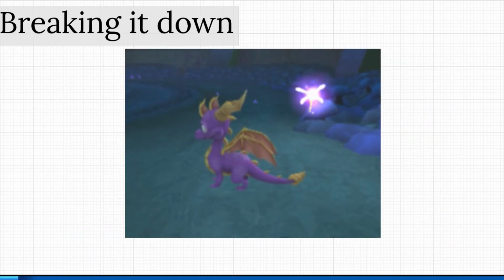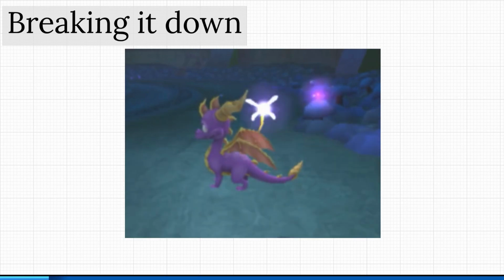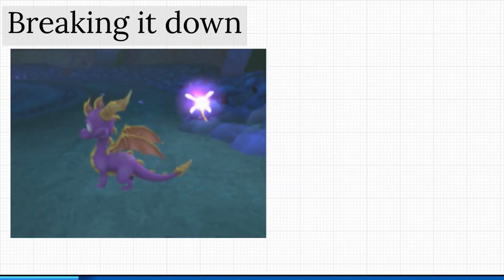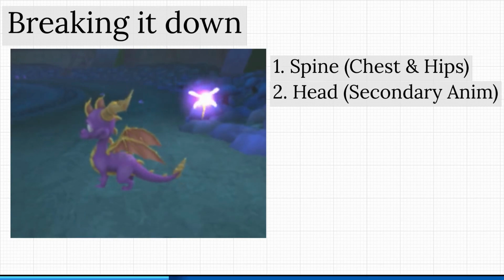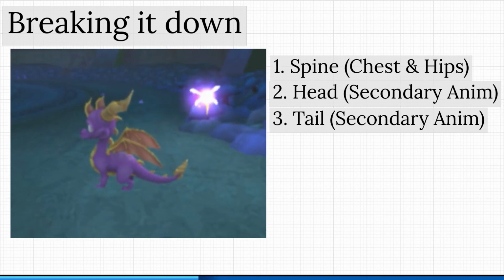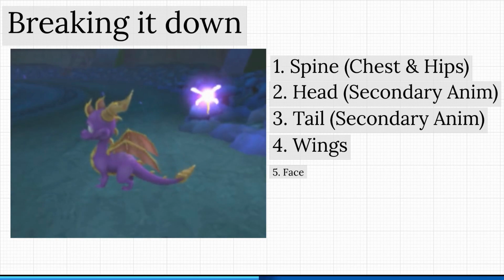I'm going to break down this animation by sections and tackle them in this particular order. I'm going to start with the spine, so his chest and his hips, followed by the head and the tail. I'm going to tackle the wings last, as they are more akin to secondary movements, but they are also what tripped me up the most because they create some weird animation arcs that I pulled my hair out trying to figure out how to recreate.